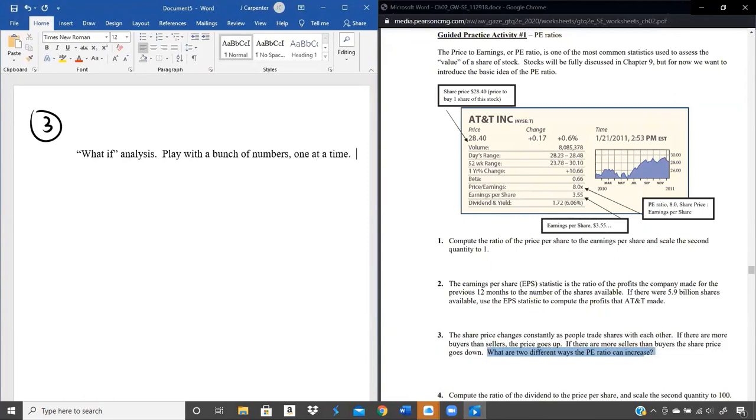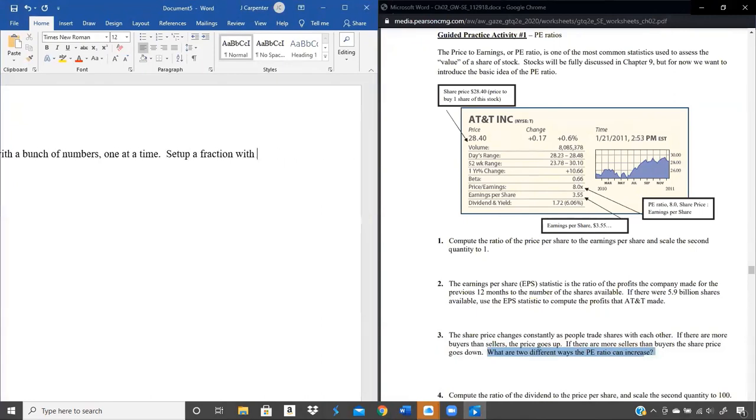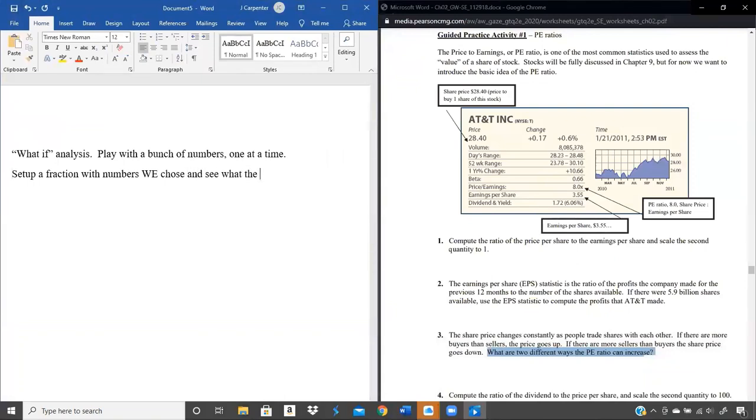at a time. For this particular problem, we are going to set up a fraction with numbers we choose. See what the answer is. Then this will be our baseline. So I'm just going to take 2 numbers and divide them. Maybe 100 divided by 5 and I get 20, or 100 divided by 10, and I get 10. Whatever that number is, I'm going to hold on to it. That's going to be the thing I compare to every time.